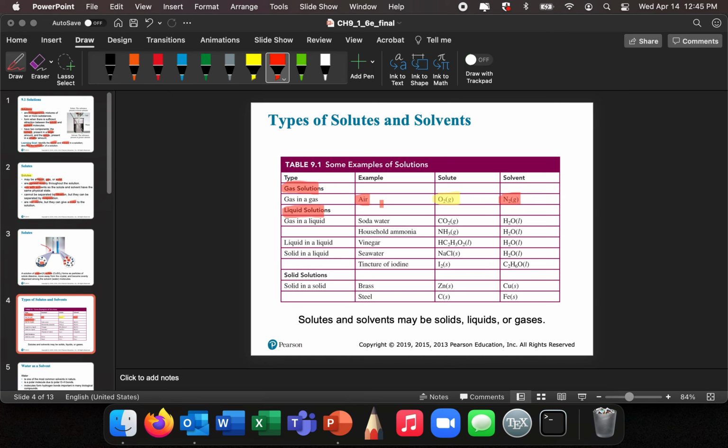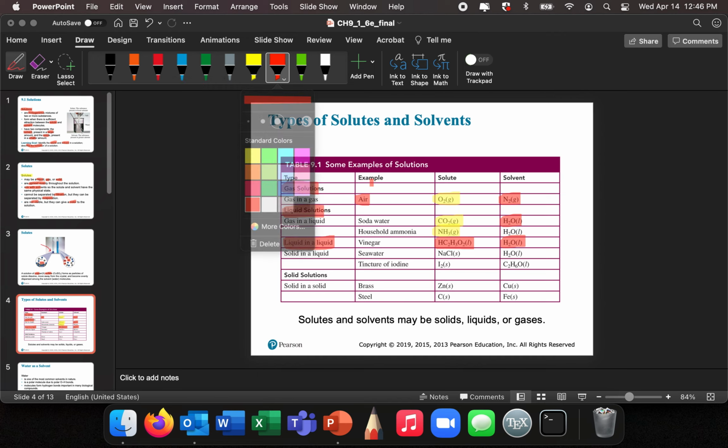Liquid solutions: we might have a gas in a liquid. So carbon dioxide, for example, might be dissolved in water. Another gas that can be dissolved in liquid is household ammonia. So we might have ammonia dissolved in water, and we use that to clean our windshields and our mirrors, glass, and other things too, I guess. We could also have a solution that is a liquid dissolved in a liquid, where we have acetic acid, which is a liquid, and water, which is a liquid. So those two liquids are mixed together.